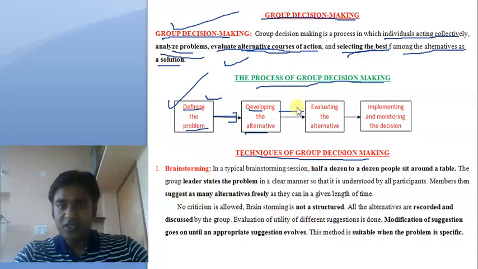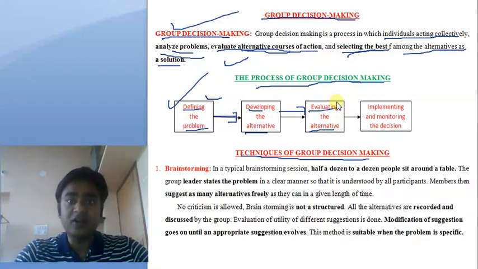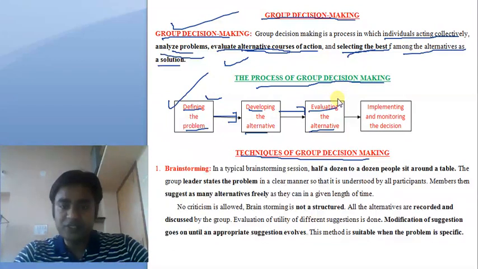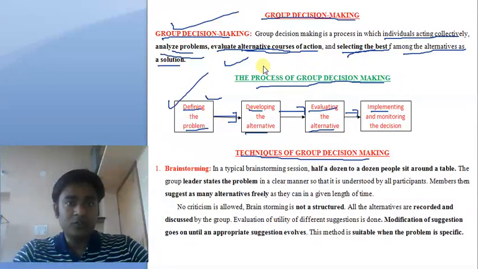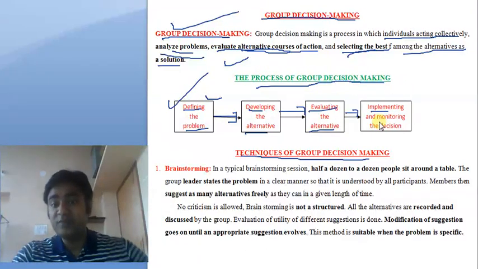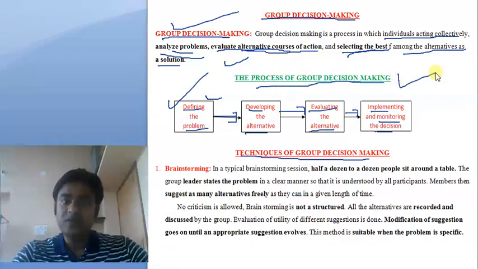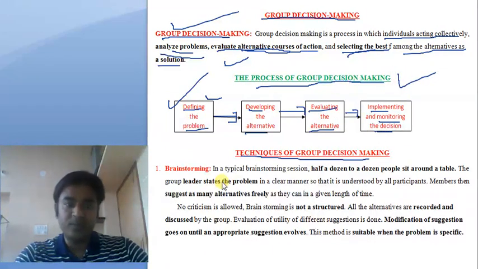Then they will evaluate each and every alternative, whether a particular alternative is the best solution or not. Finally, they will select the one which is most suitable. Then they will implement that particular course of action. At the same time they will monitor that decision as well. So this is the process of group decision making.